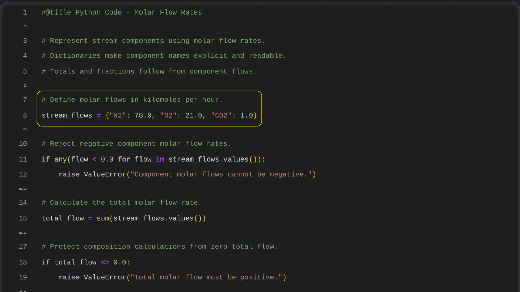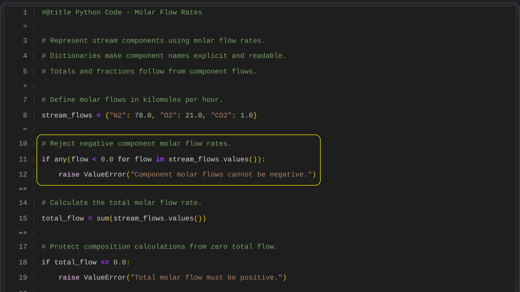Component names such as nitrogen, oxygen, and carbon dioxide are used to look up their flow rates in kilomoles per hour. This makes the data easier to read, access, and update in the code. The code first checks that all component molar flow rates in the stream are non-negative. If any flow rate is below zero, it raises an error. This validation helps ensure the stream data is physically meaningful and safe to use in later calculations.